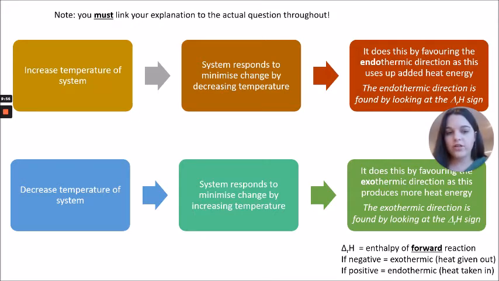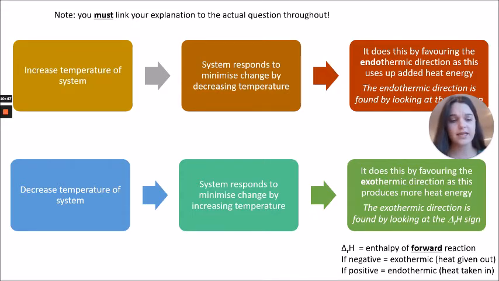Alternatively, if we decreased the temperature of the system, the system would respond to minimize the change by increasing the temperature again. And it's going to do this by favoring the exothermic direction, so that heat will exit from the reaction into the surrounding environment to warm it back up. So the reaction itself is the provider of the heat, or the means to get rid of the heat that was just added. Remember, exothermic is the direction which has the negative sign, so we're going to favor that direction if we decrease the temperature to try and make more heat energy to warm it back up.